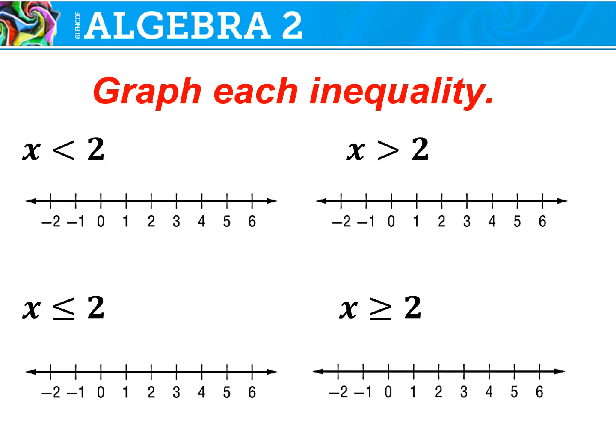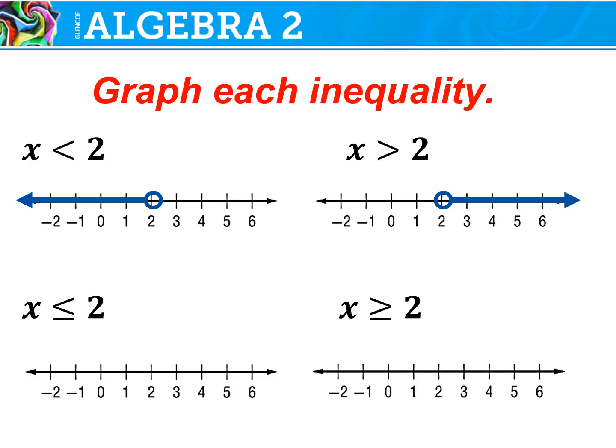Graph each inequality. Top left, x is less than 2. 2 is not included, so it's an open circle, and less than is going to the left. Top right, x is greater than 2. Still doesn't include the number, so there's an open circle, but we want the bigger numbers greater than 2, so we're going to the right.